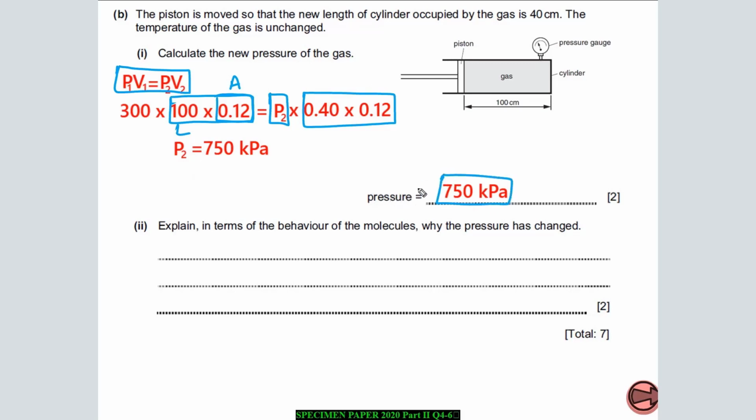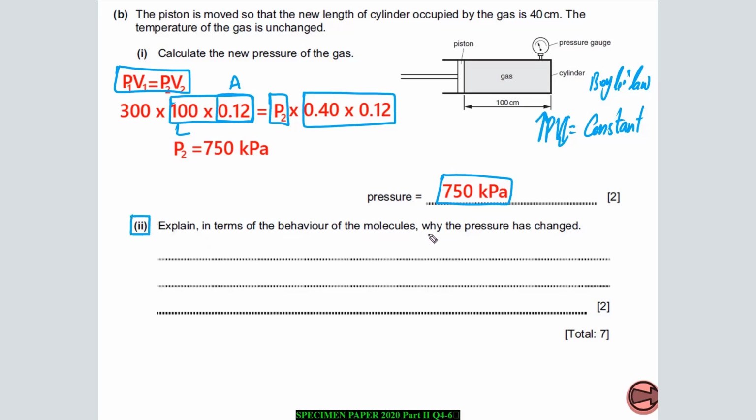So this is the new pressure. It has to be increased compared to before, because as volume decreases, PV is equal to constant according to Boyle's law. So simply you can see if volume decreases, P has to increase. Let's move on to the next one now.